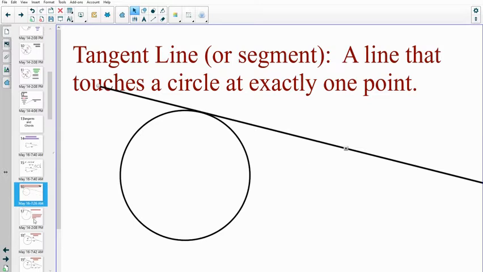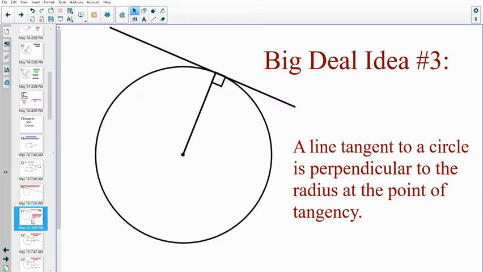Now, yesterday, or actually I suppose 2 days ago on Tuesday, we had two big deal ideas. Today I've got one more to add to it. Big deal idea number 3 is that a line that is tangent to a circle is perpendicular to the radius at that point of tangency. And this again works both ways. If this is a tangent line, then the radius is perpendicular at that point. And on the other hand, if this radius is perpendicular to this line, then it is a tangent line.